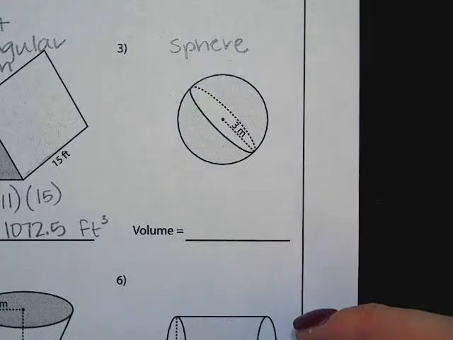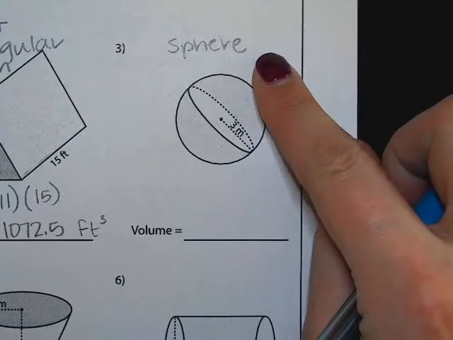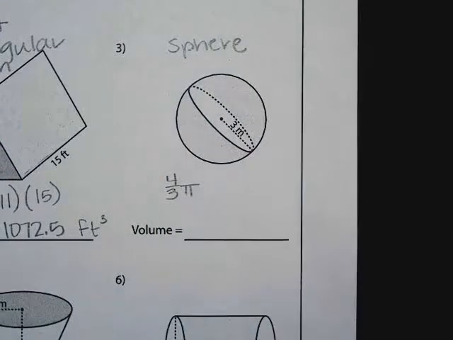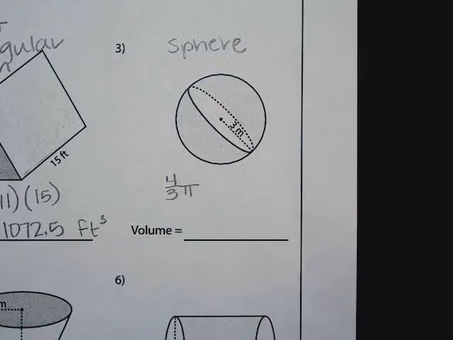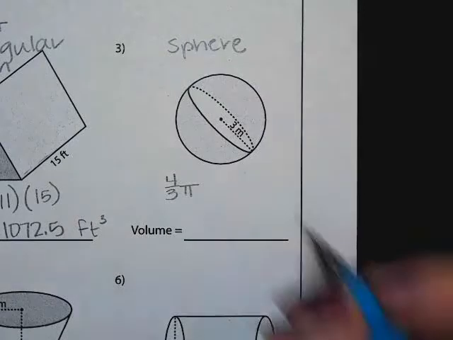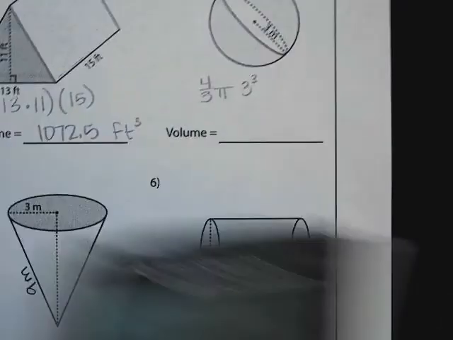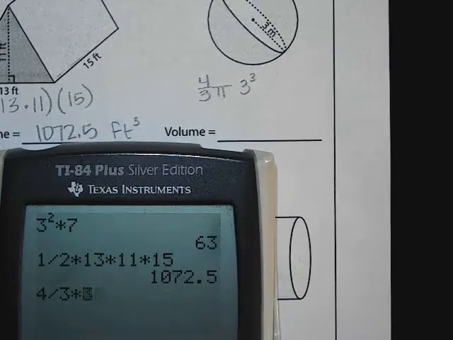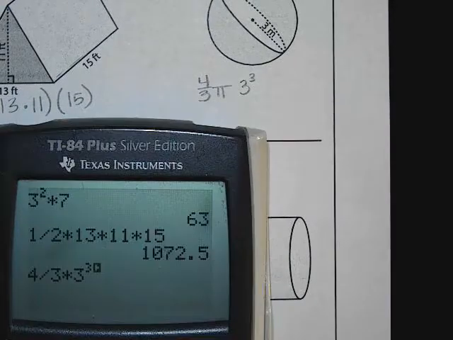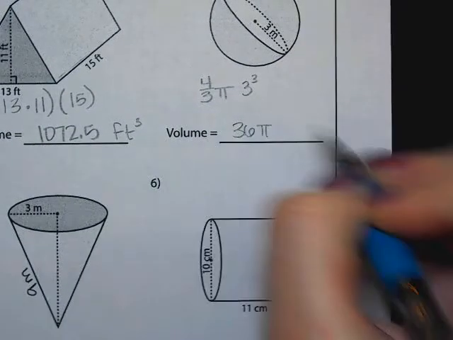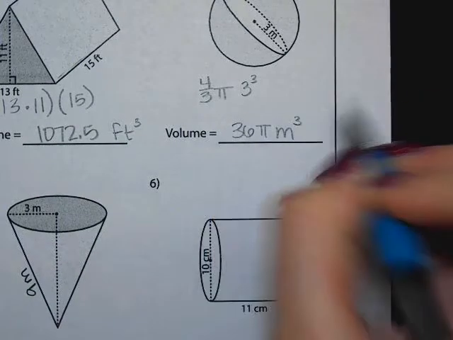Okay. All right. So volume for a sphere. What's the formula? Okay, so we're going to say 4/3 pi 3 cubed. To get the exact volume, I should plug in everything but pi. 4/3 times 3 to the third. 36, 36 pi meters cubed. Okay?